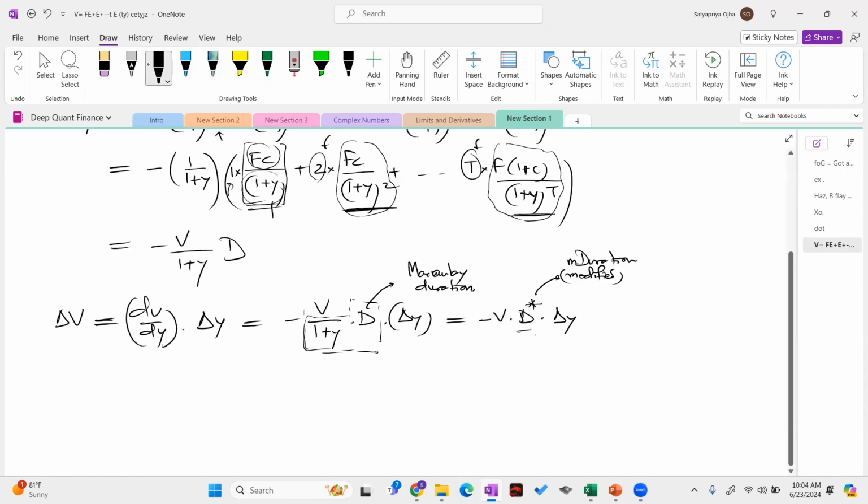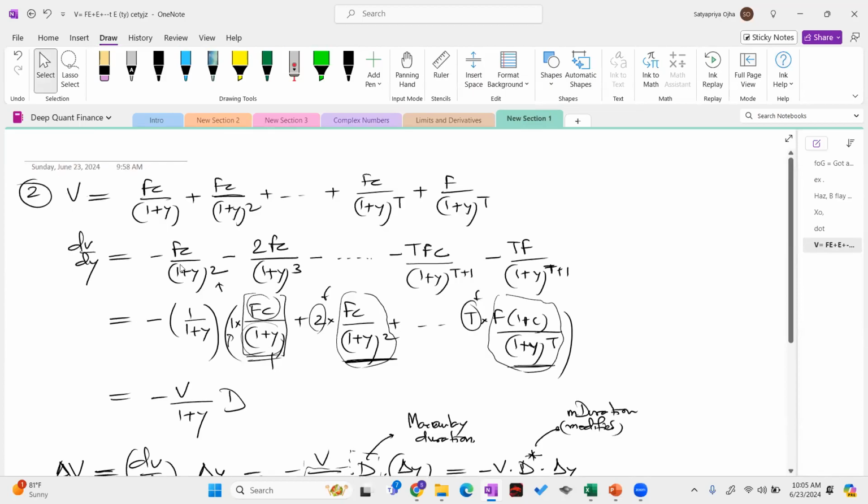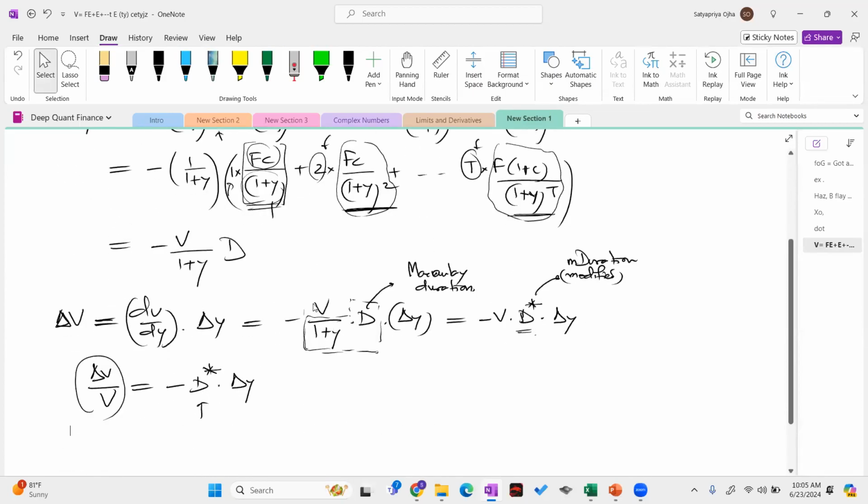And this is the sensitivity. It's not the true sensitivity. Basically, if you take delta V by V, then you get minus D star delta Y. So it relates to the percentage change always. Remember, in case of a bond, it is always the percentage change. It is not the absolute change. Or you can say relative change. And that's your derivation for change in bond price, how it relates to the duration and modified duration. Okay.